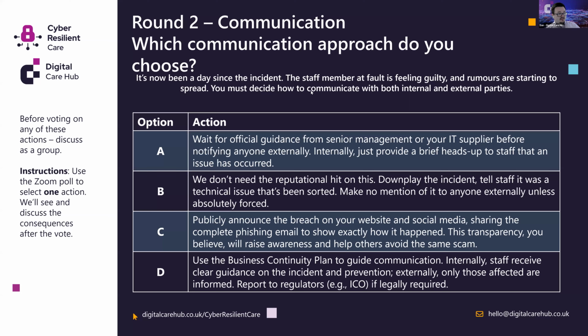Internally provide a brief heads up to staff that an issue has occurred. B, we don't need the reputational hit. Downplay the incident. Tell staff it was a technical issue. Don't make a mention to it about anyone externally unless you absolutely have to legally. C, publicly announce the breach on your website and social media. Share a complete phishing email to show exactly how it happened. The transparency will raise awareness and help other people avoid the scam. It's very helpful. And we can use our business continuity plan as option D to guide our communication. So internally, staff receive clear guidance on the incident, and externally, only those people who are affected are informed. We can report to the regulators if we're legally required.